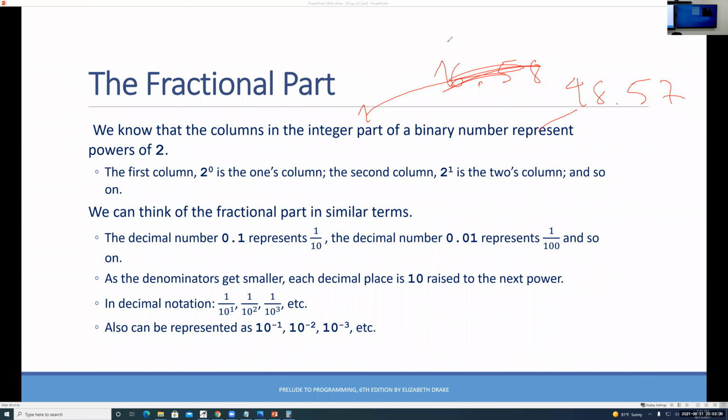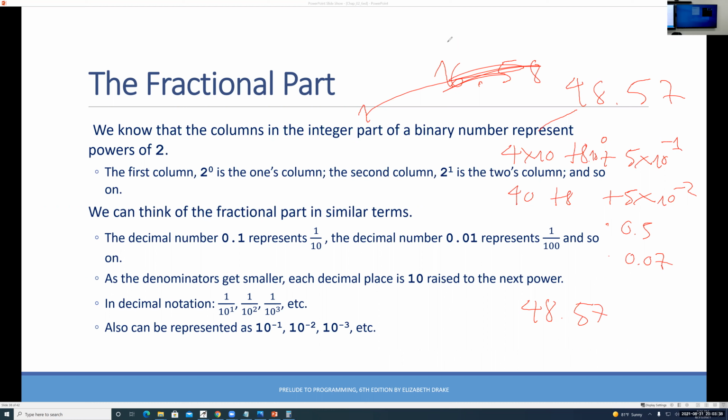You have 4 of 10, and you have 8 here. And for this one, what is it? You have 5 times 10 to the negative 1, plus 7 times 10 to the negative 2 here. This one is 8 times 10 to the 0. And you see, you have 40, you have 8, you have 0.5, and 0.07 here. So when you add them up together, you have 48.57.